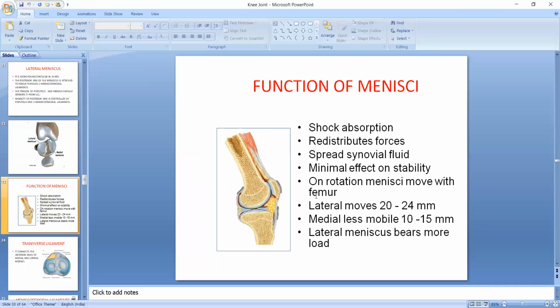Function of the menisci: shock absorption. It has the ability to absorb shock, contributes to redistributing forces and spreading synovial fluid, with minimal effect on stability. On rotation, the menisci move with the femur. The lateral meniscus moves 20 to 24 millimeters, and the medial is less mobile because it has only 10 to 15 millimeters of movement. The lateral meniscus bears more load.